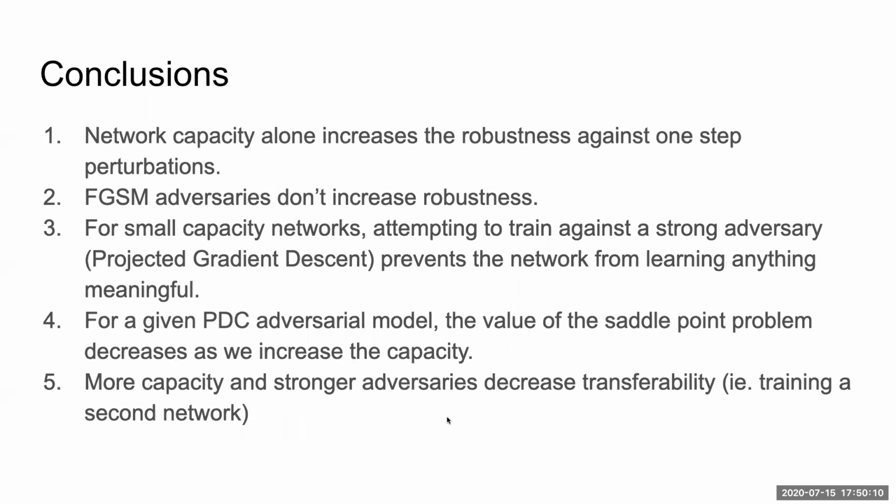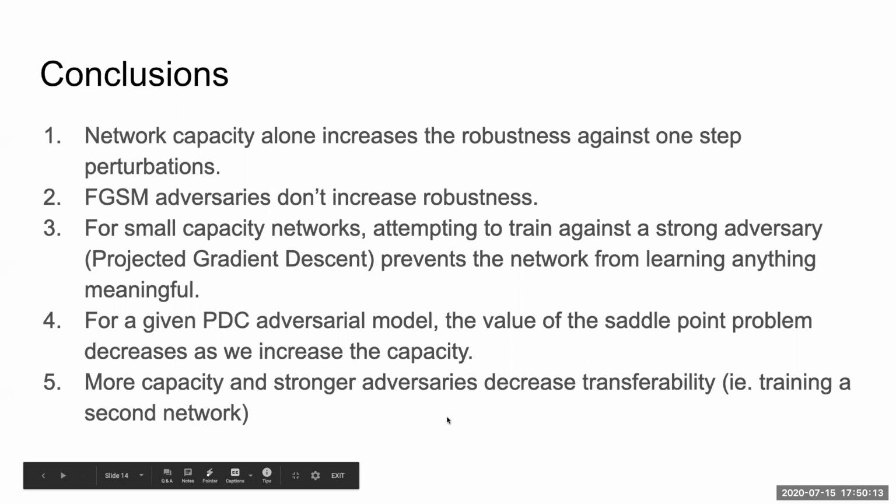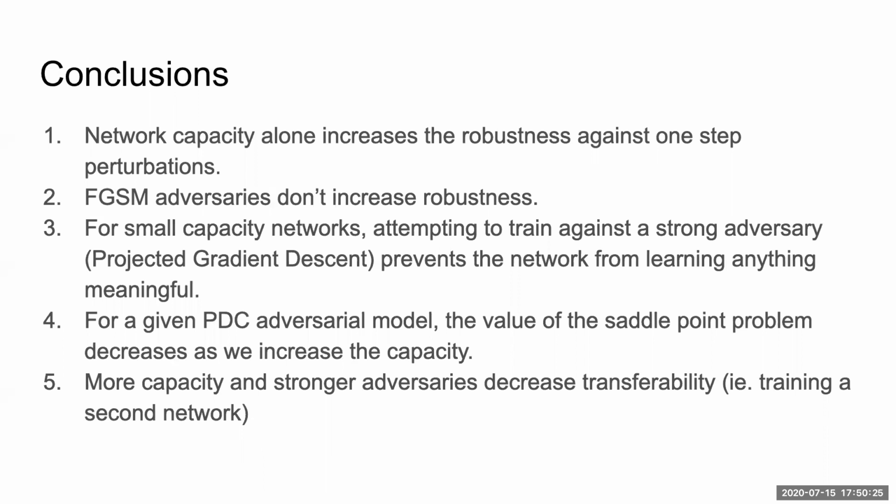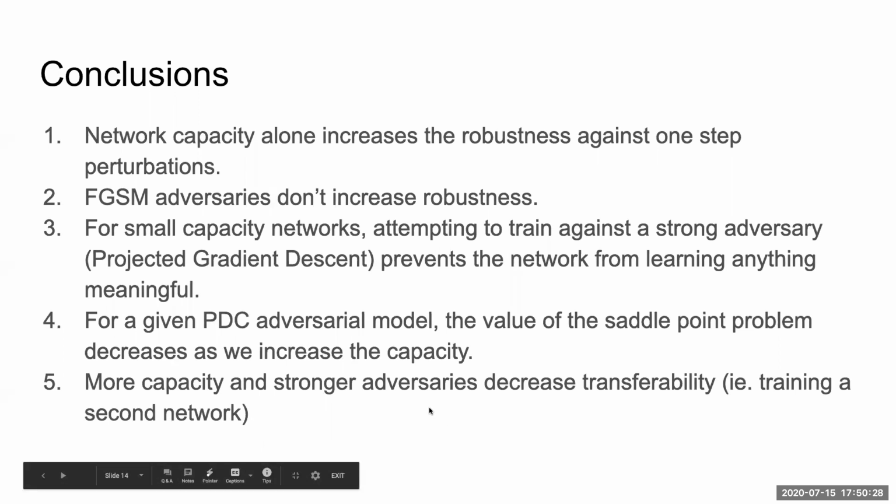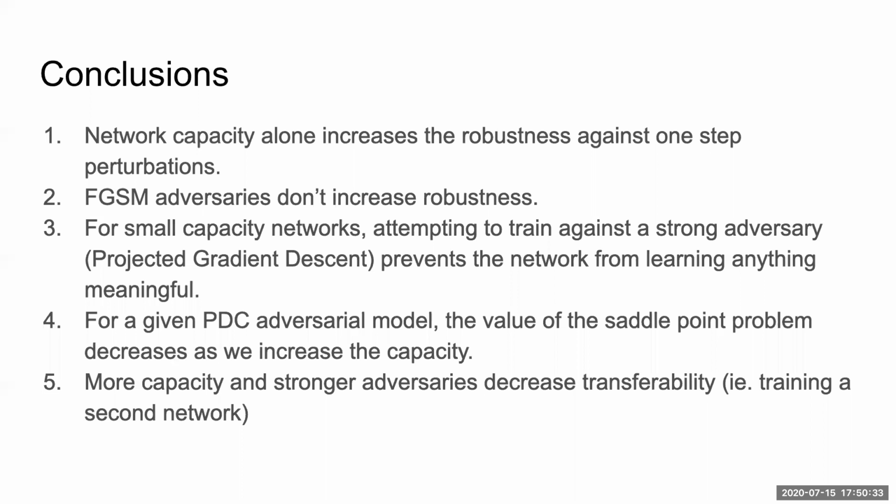Okay, let's talk about conclusions. As Amar mentioned, the network capacity alone increases the robustness against these attacks. The FGSM, fast gradient sign method, is a one-step method. Especially for larger perturbations, network training using the FGSM generated input didn't increase robustness like the projected gradient descent did.